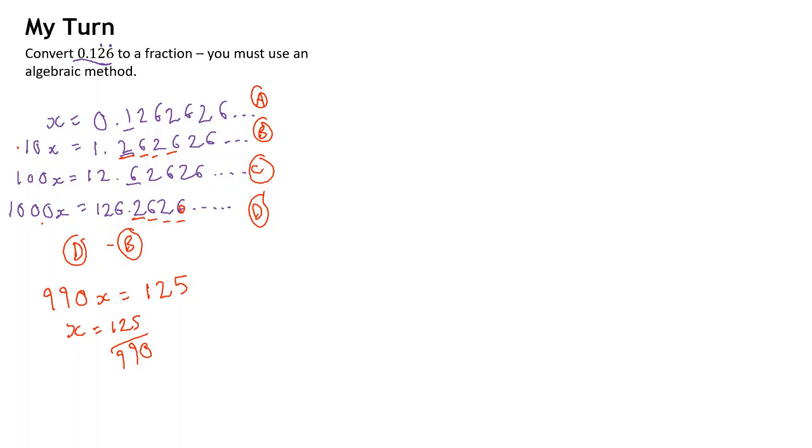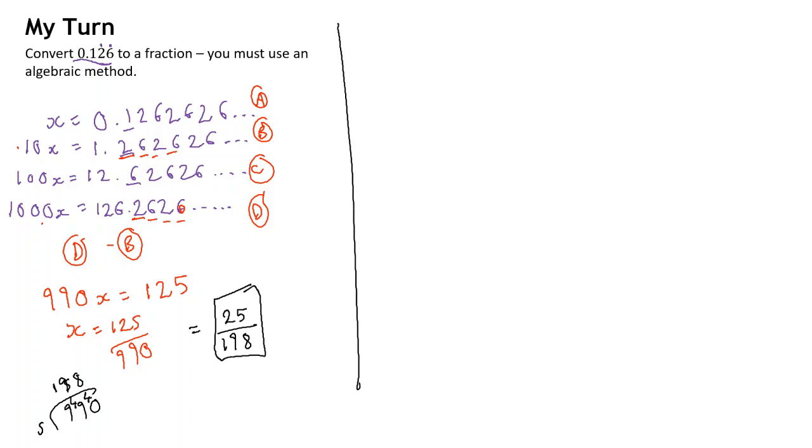Right, that definitely simplifies, and I know that because 125 and 990 are both divisible by 5. So when I divide them both by 5, I get 25, and then what's 990 divided by 5? 150, that feels wrong. What have I done wrong? Oh, 9 there, carry the 4. Over 198, and I'm pretty sure that that here is its simplest form. Okay, so again, same as before, have a go at this question by yourself, and then pause the video if you need some help with it.